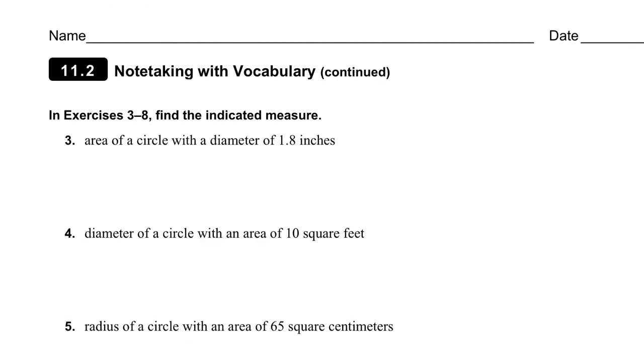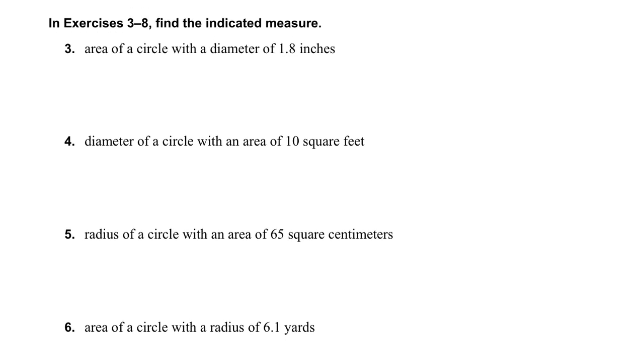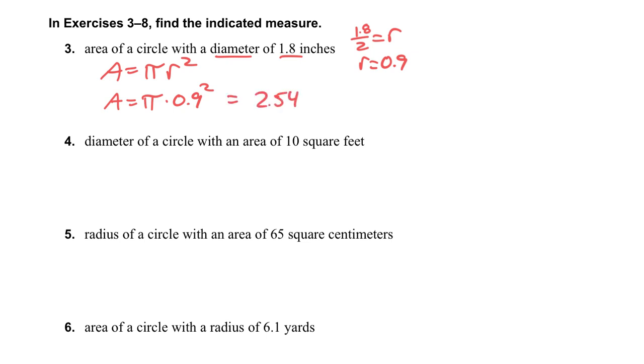Word problems dealing with area. So fill in what we know. I'm going to always start off with my formula. Area equals pi r squared. Now it says area of a circle with a diameter of 1.8 inches. Hold up. If my diameter is 1.8 inches, I need to take that and cut it in two to get my radius. So my radius is 0.9. So now I can say area equals pi times 0.9 squared, and that's going to give me about 2.54, and we'll say inches squared.